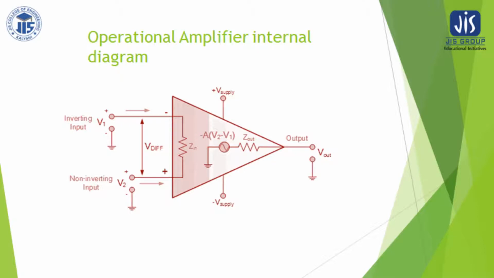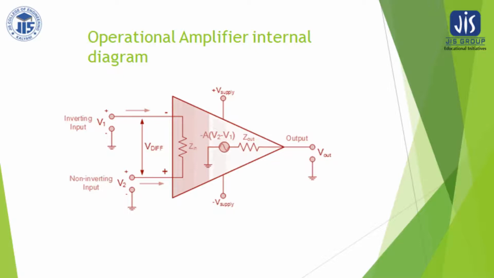Now this difference voltage is ideally 0. It is almost equal to 0 volt, but practically it has a very low voltage, and that will be amplified at the output by this AOL, the open loop voltage gain. And R0, which is ideally 0 but practically has a very low value, is the output impedance of the op-amp. So your AOL is equal to V0 by Vd, which practically is approximately 10 to the power 4.